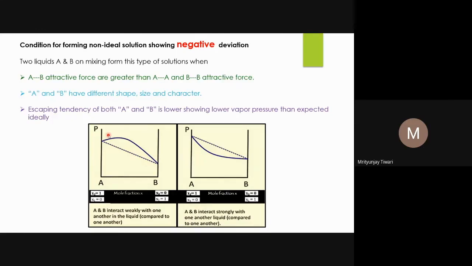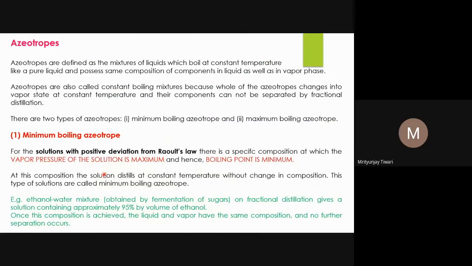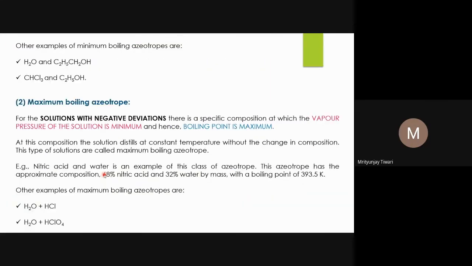Positive deviation: the ethanol and water mixture shows positive deviation. And positive deviation means that at a certain concentration in this graph, suppose 95% ethanol, where initially ethanol is more, we see that the azeotrope is formed. This is the minimum boiling azeotrope.